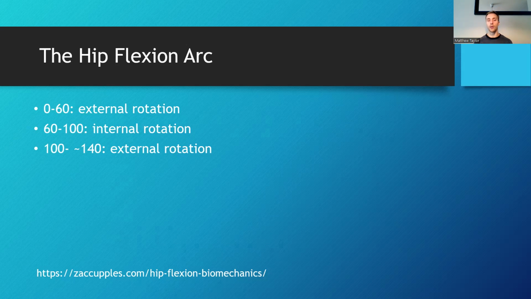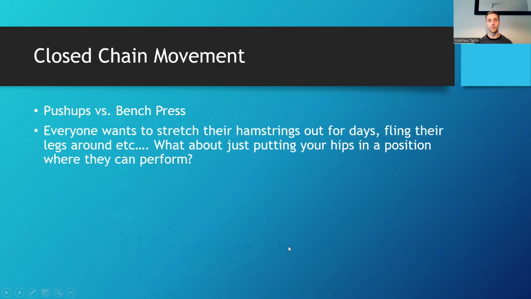And then from there, 100 degrees and more, we're looking at more hip external rotation bias again because of how the sacrum has to move. This will make a little bit more sense as we go through the training. But I want to lay this groundwork so that we can talk about it. If you want to read more about it, you can always go to Zach Couples' website. He's got some really good content on this stuff.